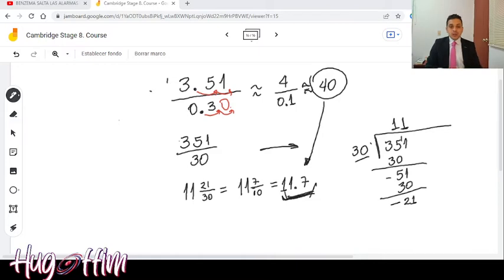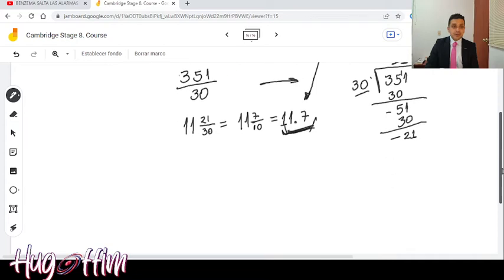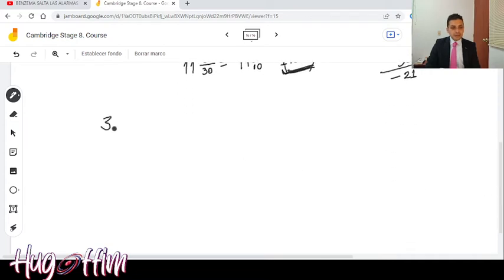Now let me show you another way in which you can estimate the answer. If you want to improve your estimation, we have 3.51 divided by 0.3.